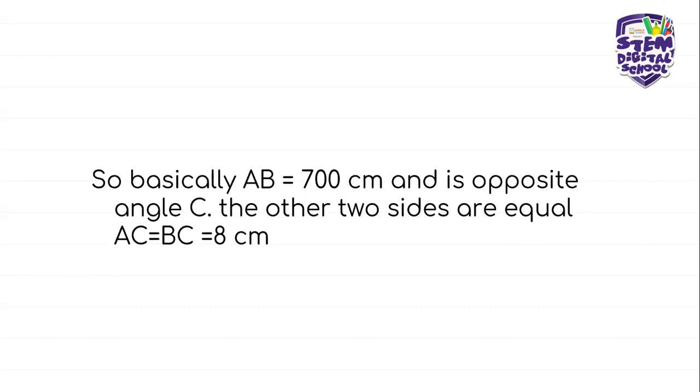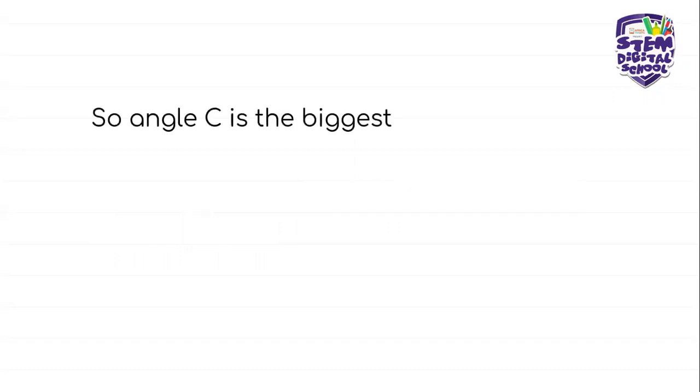And since it is opposite angle C, then it means that angle C will be the biggest. The other 2 sides are equal. So as you can see, they are less in size than side AB. Therefore, the biggest angle will be C. So C is the biggest angle. That is how we have concluded this, that C is the biggest angle. Why is it the biggest? That's because it is opposite the biggest side.